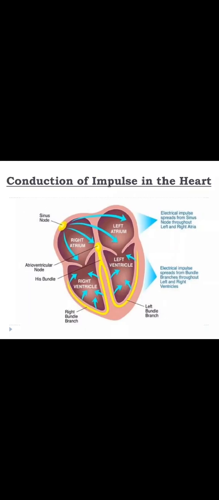So this is the conduction of the impulse in the heart. The impulse is created in the SA node. From the SA node, it spreads to the right as well as the left atrium, and then to the AV node, then to the bundle of His, and finally to the Purkinje fibers. When the Purkinje fibers contract, the ventricles contract and the blood from the heart is pumped to various parts of the body. This is the conduction system of the heart.